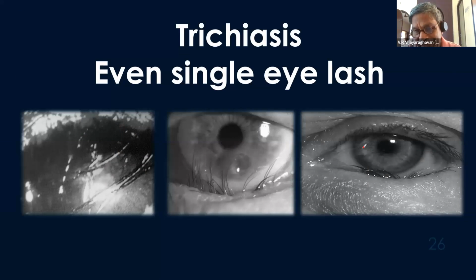And the eyelashes turn inside. Here the eyelashes turn inside. Can you see the eyelashes turning inside? This is called trichiasis. What is trichiasis? Inward turning of the eyelash. Even a single eyelash turned inside counts.